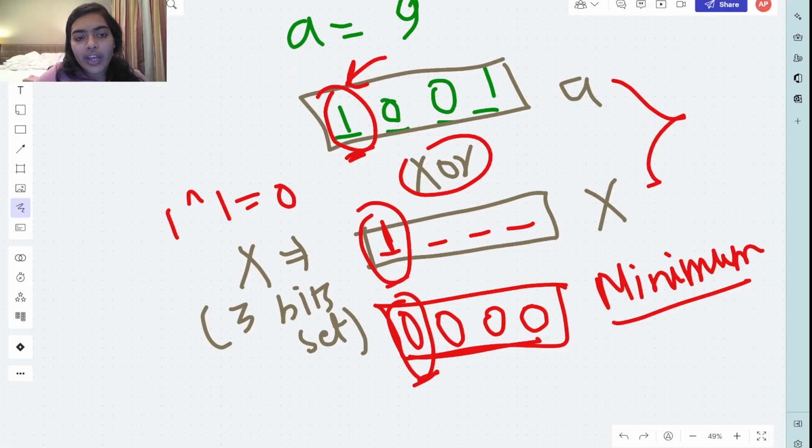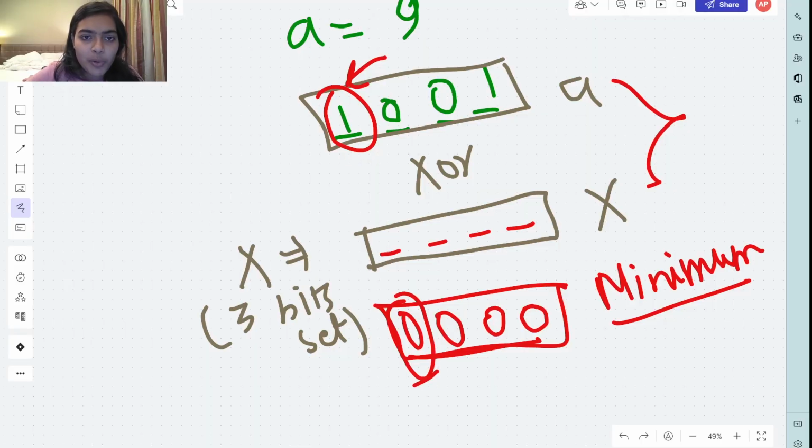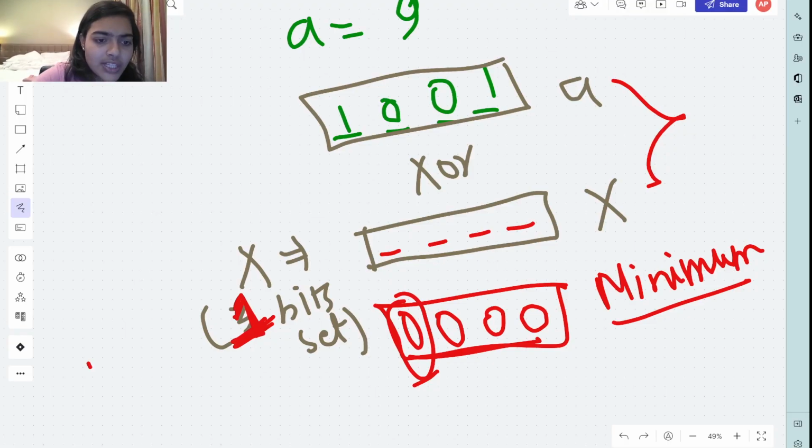Now, one very interesting question I want to ask you is, we can only set 3 bits, right? Here we have a lot of bits to set, but it's not always possible that we have a lot of bits to set. Suppose here we had only 1 bit to set. Suppose B was 1, and you had only 1 bit to set.